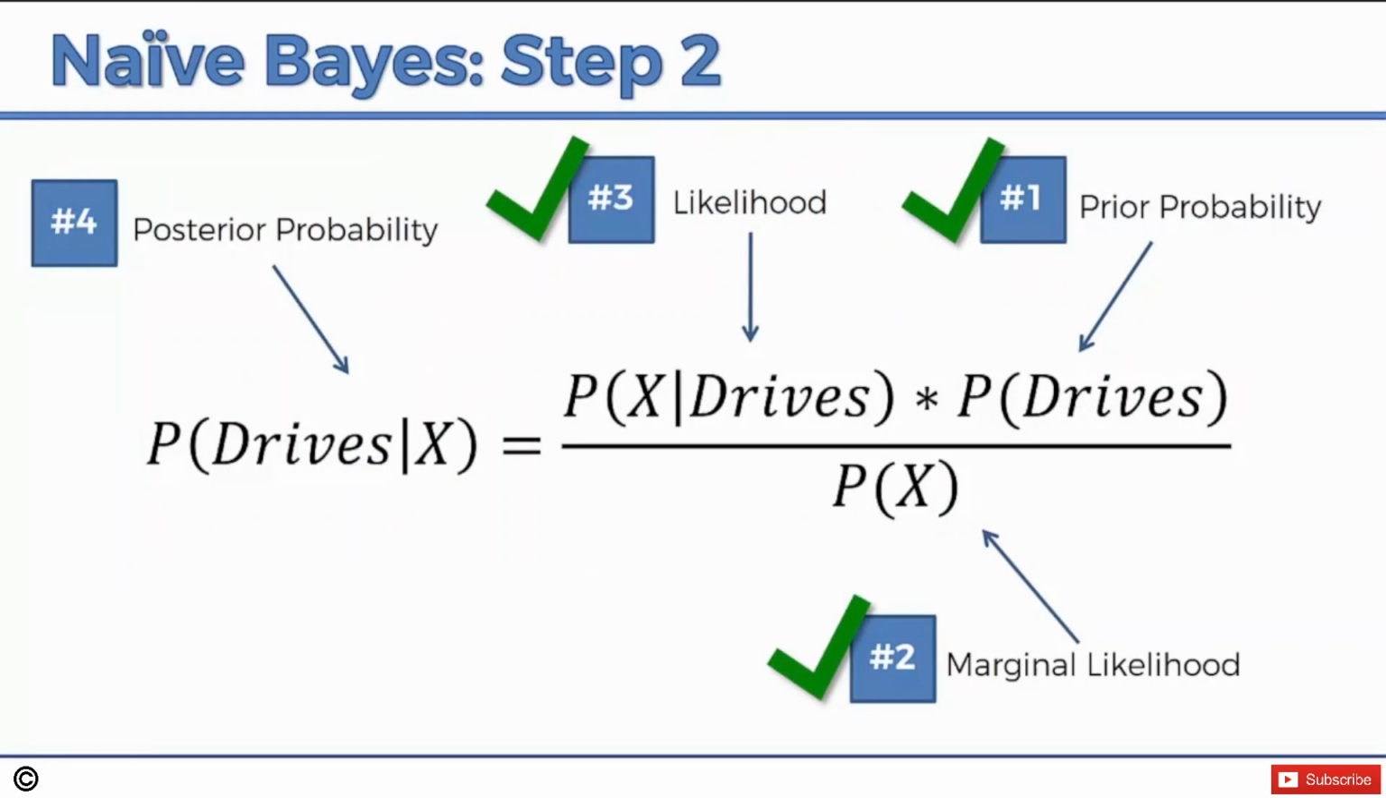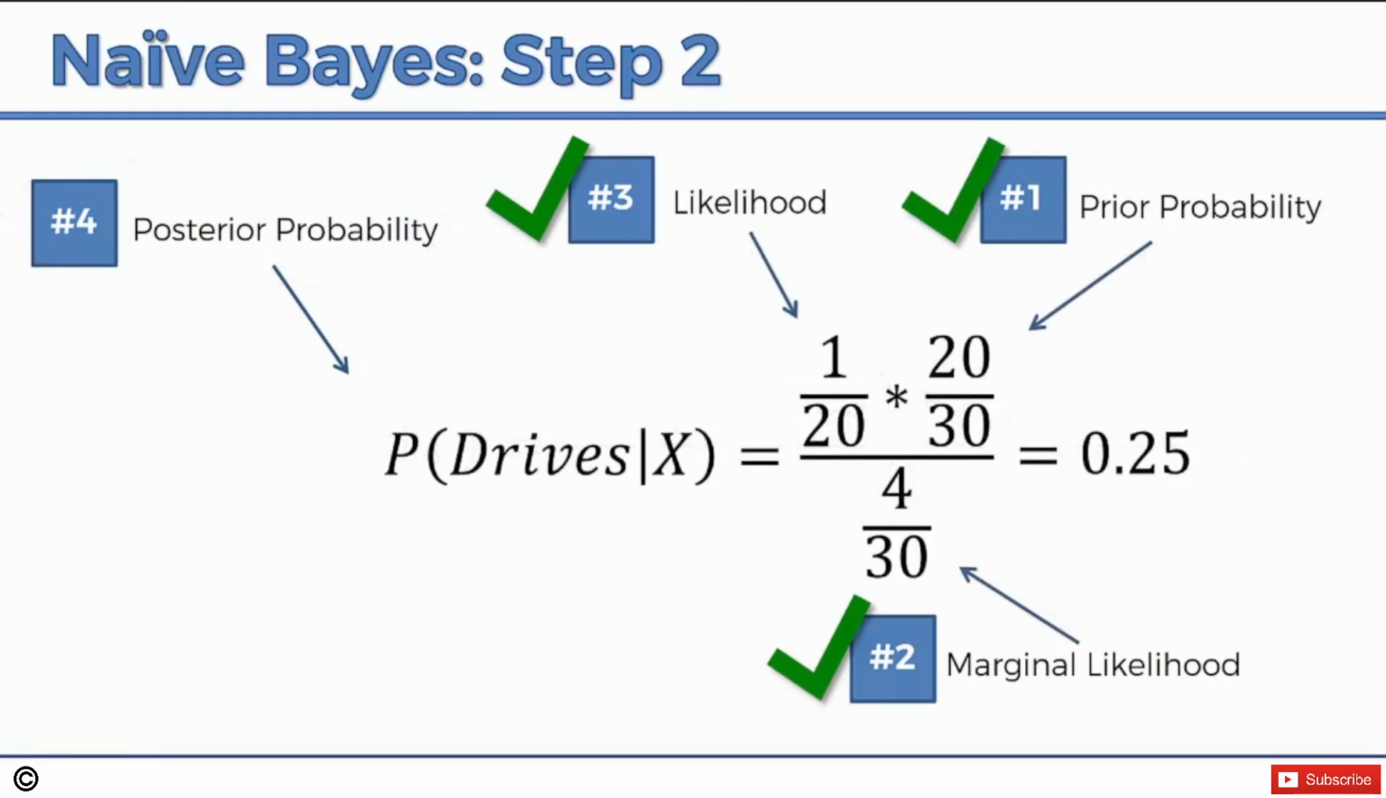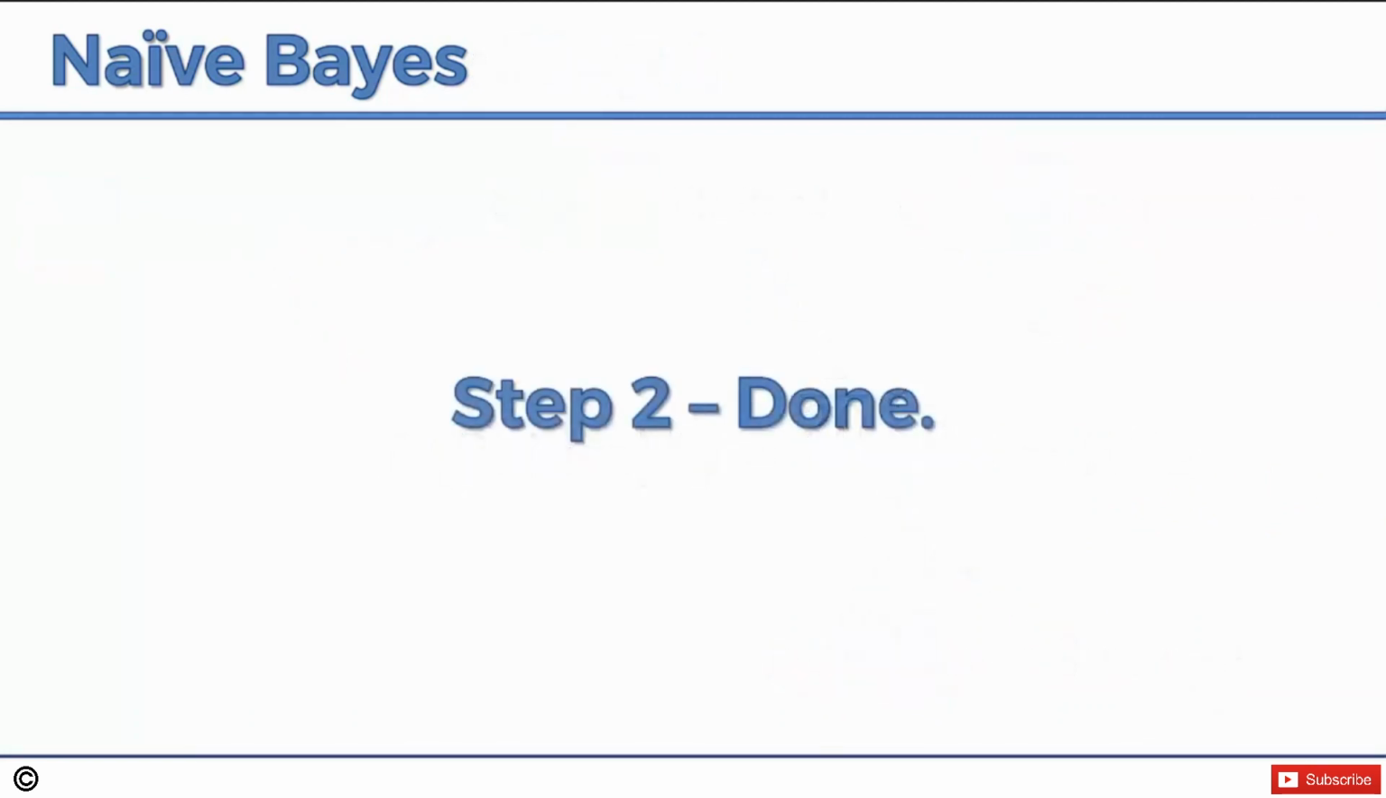Now we can plug these into the formula and calculate the posterior probability. It's going to be 1 over 20 times 20 over 30 divided by 4 over 30, and it's 0.25, so 25%. There we go. That was step 2 of our naive Bayes algorithm, or naive Bayes classifier.